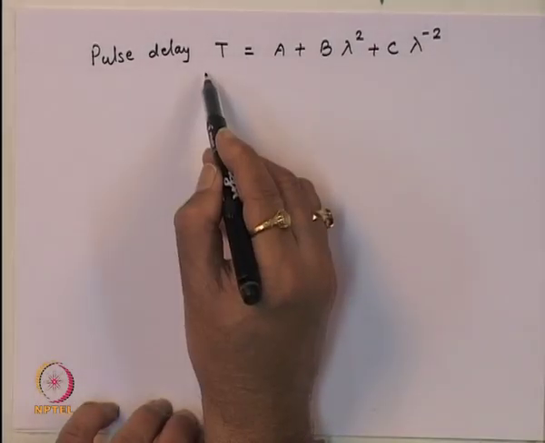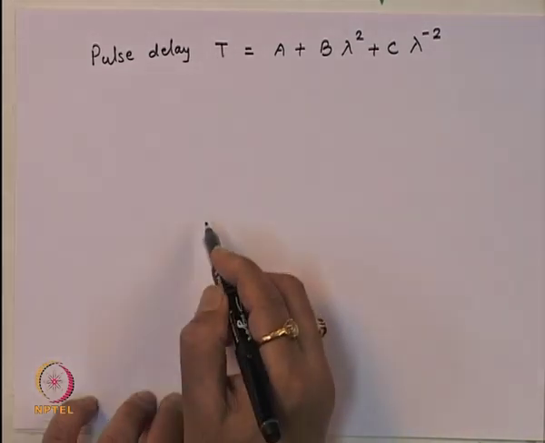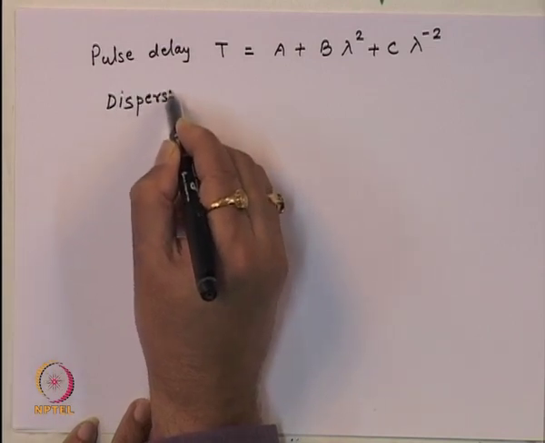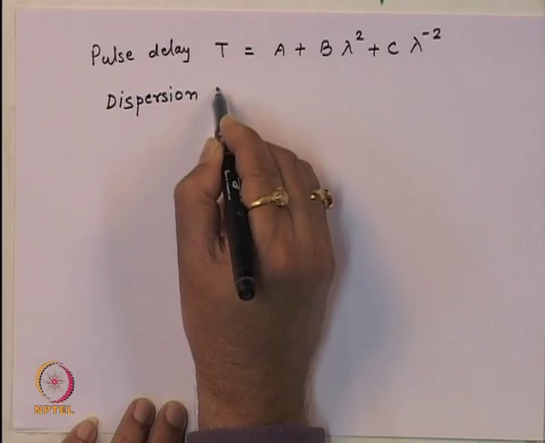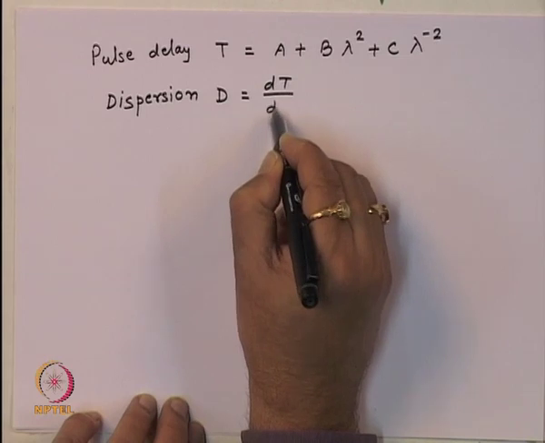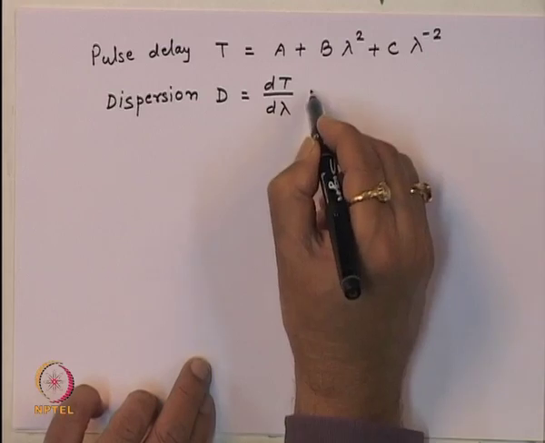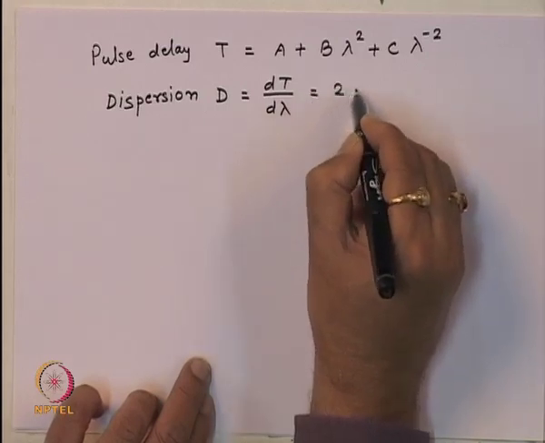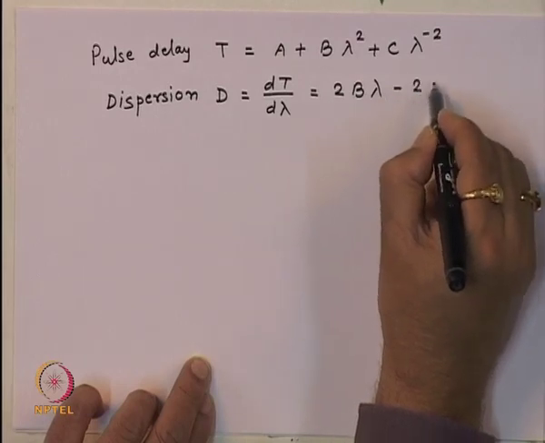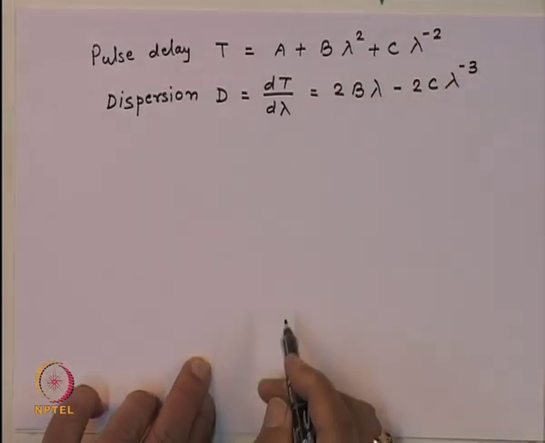Now, we all know the dispersion is the derivative of this delay as a function of wavelength. So, we have dispersion D, that is dt by d lambda, which if I differentiate this with respect to lambda, that will be equal to 2 b lambda minus 2 c lambda to the power minus 3.